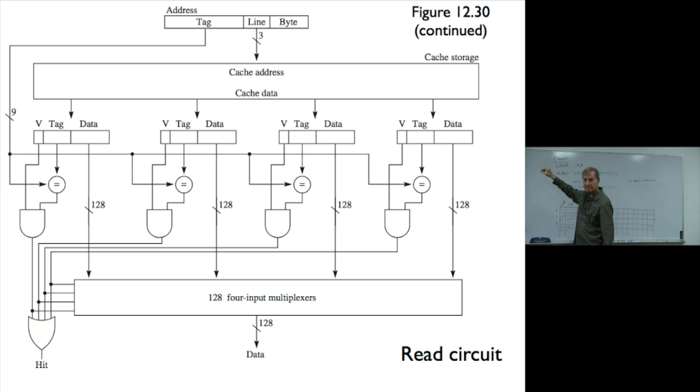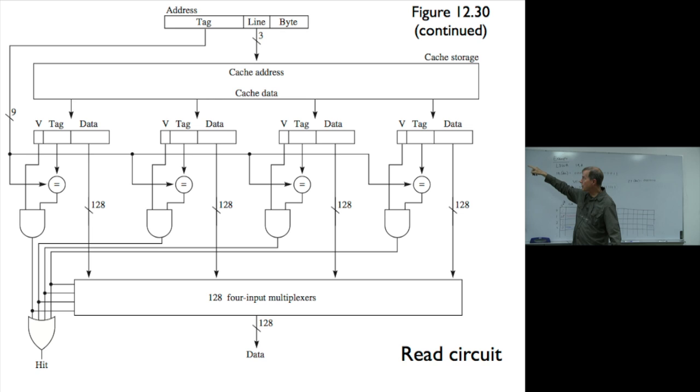Are you with me? So what do we have coming in from the line field on the top here? We have 3 lines. Have we done this? Yeah, we've done the slash notation before, right? The slash 3 means 3 lines. And notice that the slash 9 coming from the tag field, that means that's actually 9 wires. So that wire coming down from line to the cache header, that's 3.